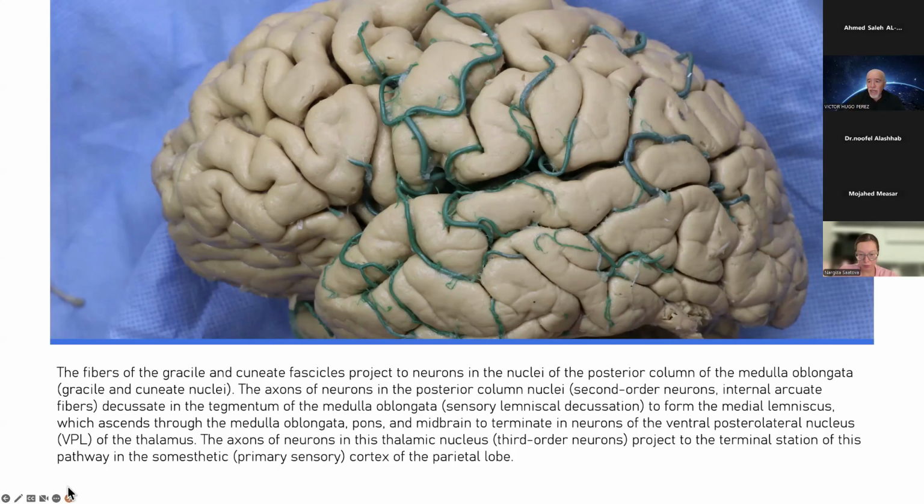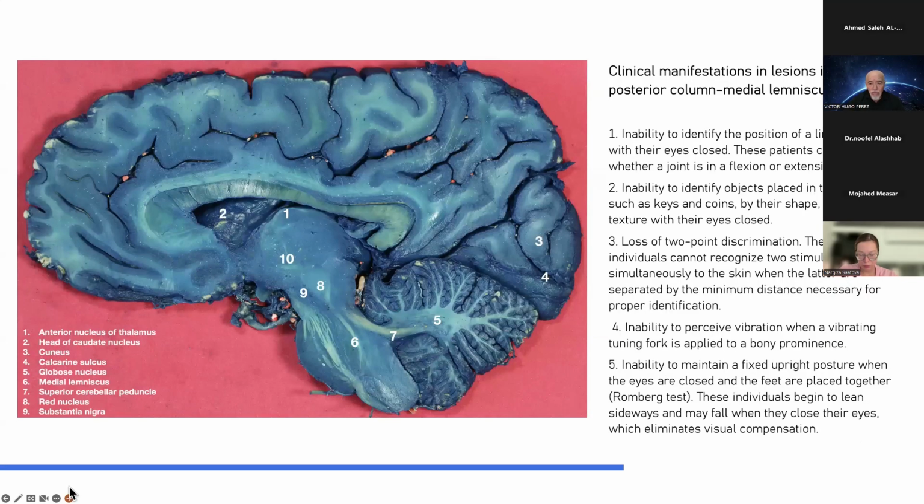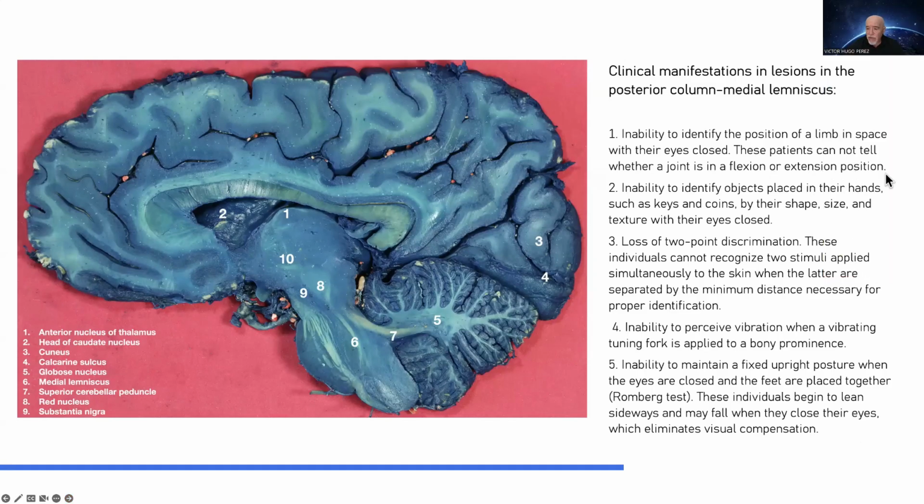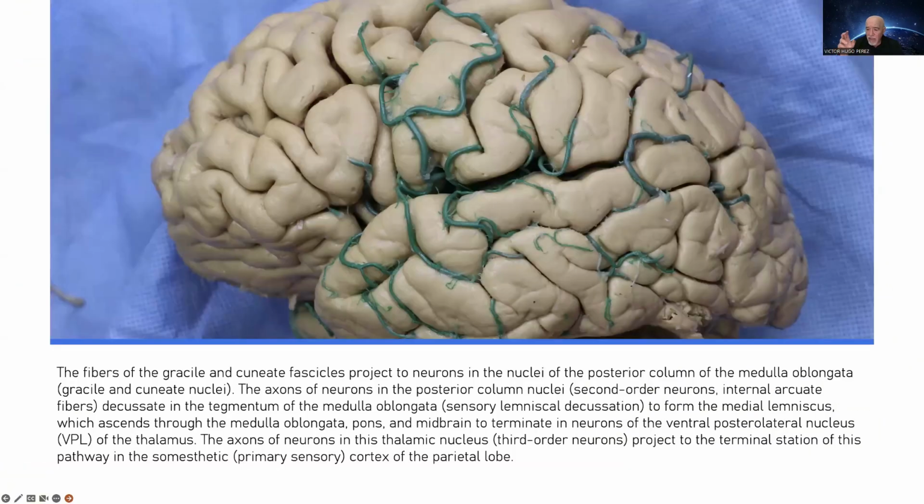So the clinical manifestations in lesions in the posterior column medial lemniscus. First of all, we have inability to identify the position of a limb in space with their eyes closed. These patients cannot tell whether a joint is in a flexion or extension position. Number 2, inability to identify objects placed in their hands, such as keys and coins, by their shape, size, and texture with their eyes closed.